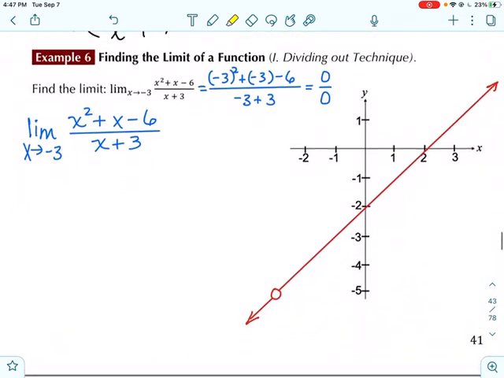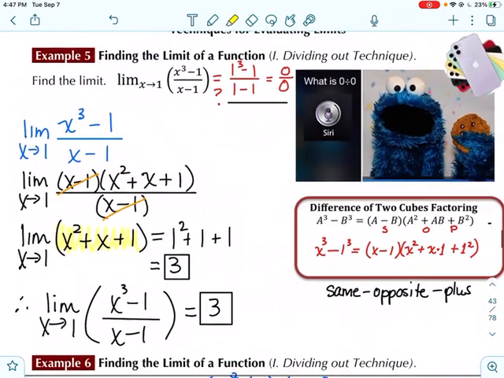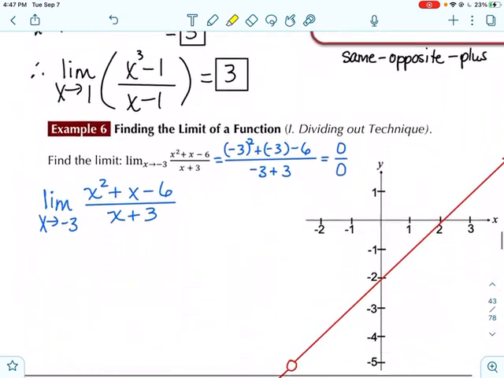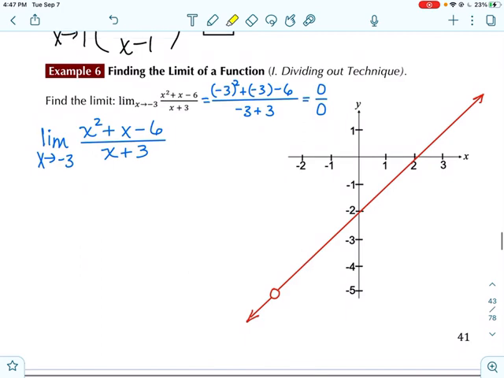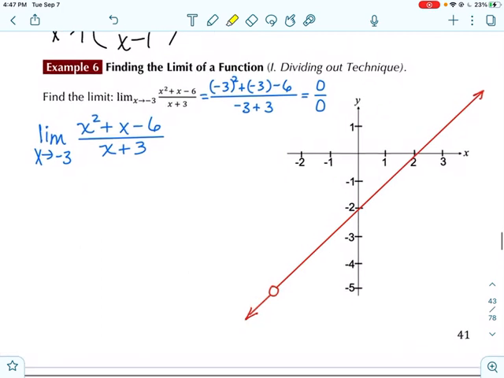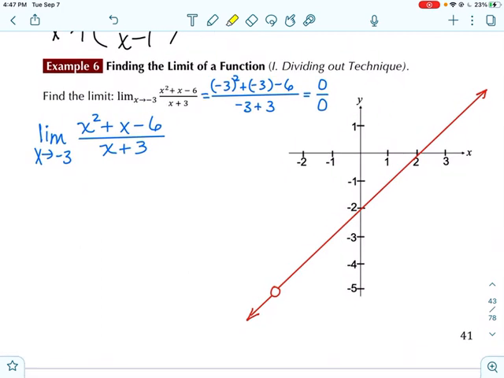Here we're on to example 6 now. If you need to stop the video, review it, rewind, and check it out again, do that. Here's the next one, finding the limit of a function. The dividing out technique is going to be used here. So we first determine that it's an indeterminate form before we start to factor this.